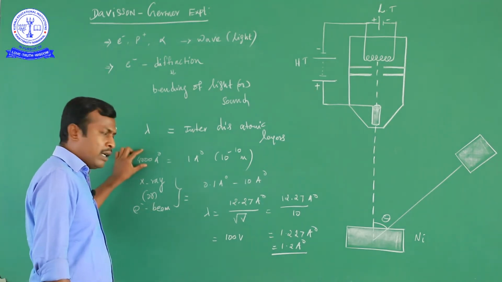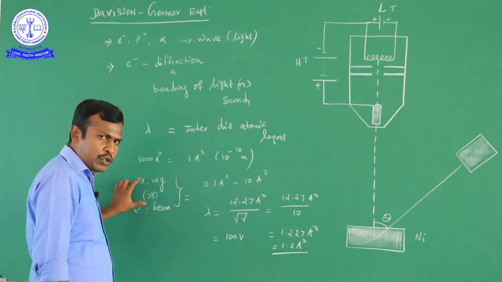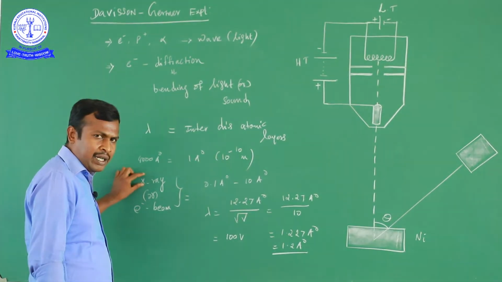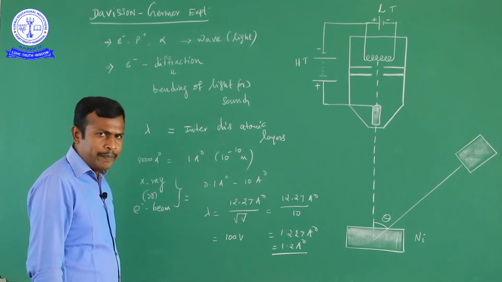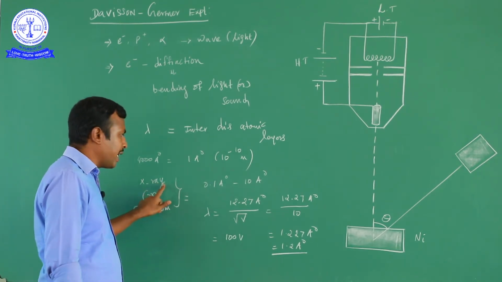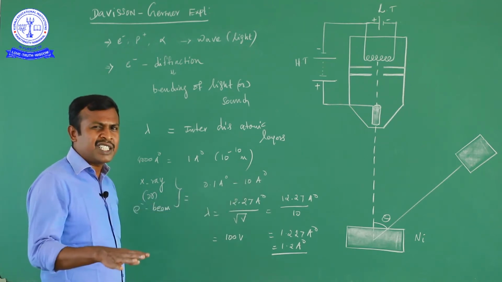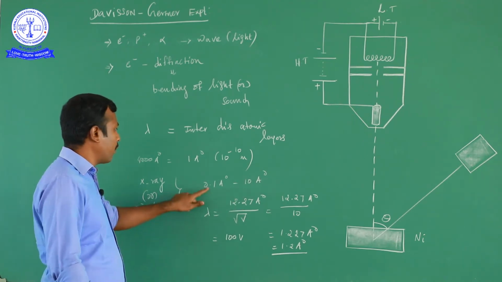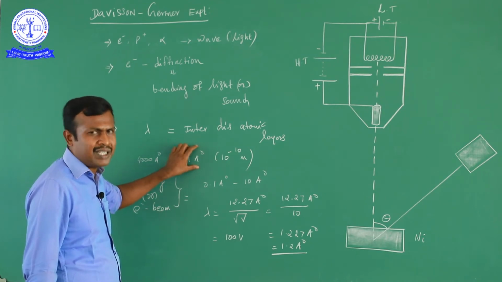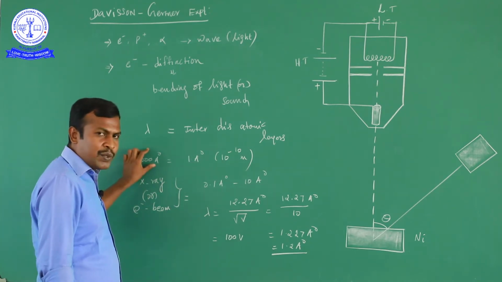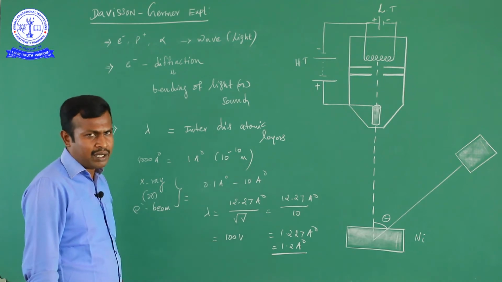Instead of visible light, we can use two light beams: one is the X-ray, another is the electron beam. I hope you already know the wavelength of the X-ray lies between 0.1 Armstrong and 10 Armstrong, which is comparable to the interatomic distance of the crystals. So instead of visible light, we can use the X-ray for obtaining diffraction.